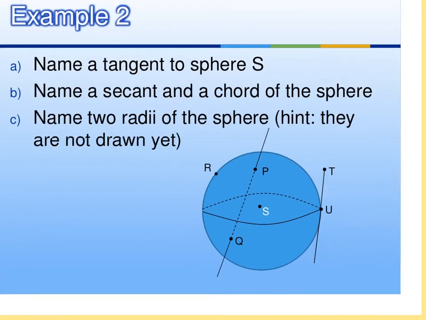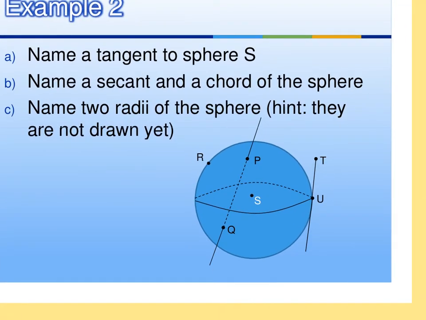All right, so A says name a tangent to sphere S. How would we name the tangent to sphere S? So which of those two lines is outside the sphere and only touches it at one point? PQ or TU? TU. And because it's tangent, we call it line TU. So it could be line TU or line UT. But it has to be a line because it didn't say segment.